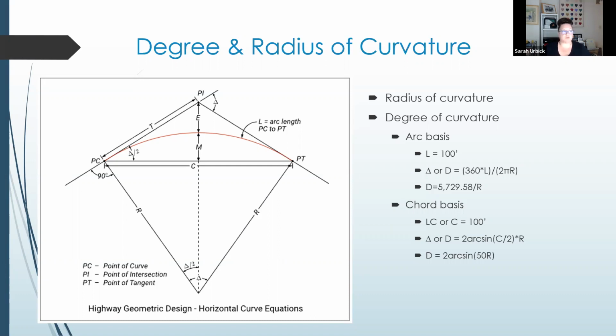Radius of curvature, degree of curvature. There's two ways to look at that. There's a chord basis, which means we're looking at line C here, which is going to cut off that arc, but we can still get the information for that arc based on the radius and the angle, right? We can use a chord basis. We can also use an arc basis, which is going to give us the length along that curve, right? Which is this red line here, the arc length.